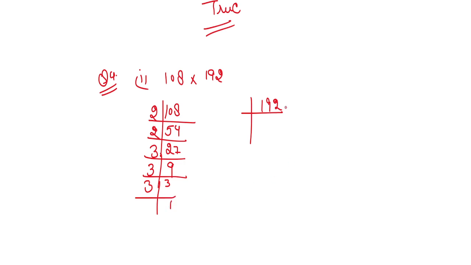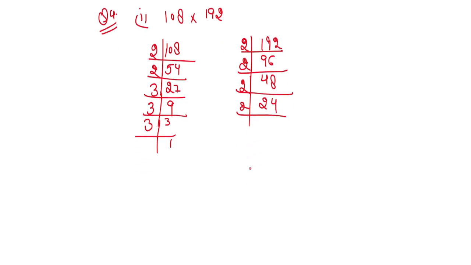Okay. Now with 192, divided by 2 how many times? 2 9s are 18 and 2 6s are 12. Again by 2, 2 4s are 8 and 2 8s are 16. Again by 2, 2 2s are 4, 2 4s are 8. Again by 2, so how many times? 2 12s are 24, right?